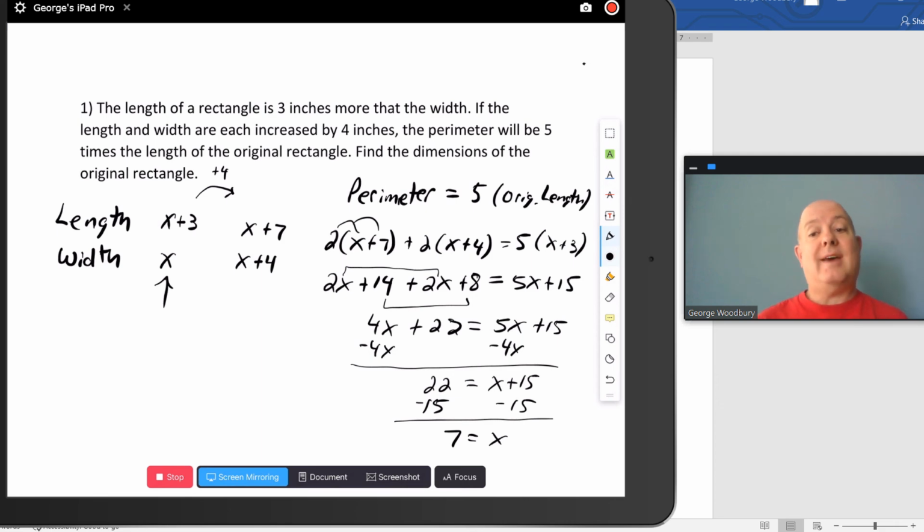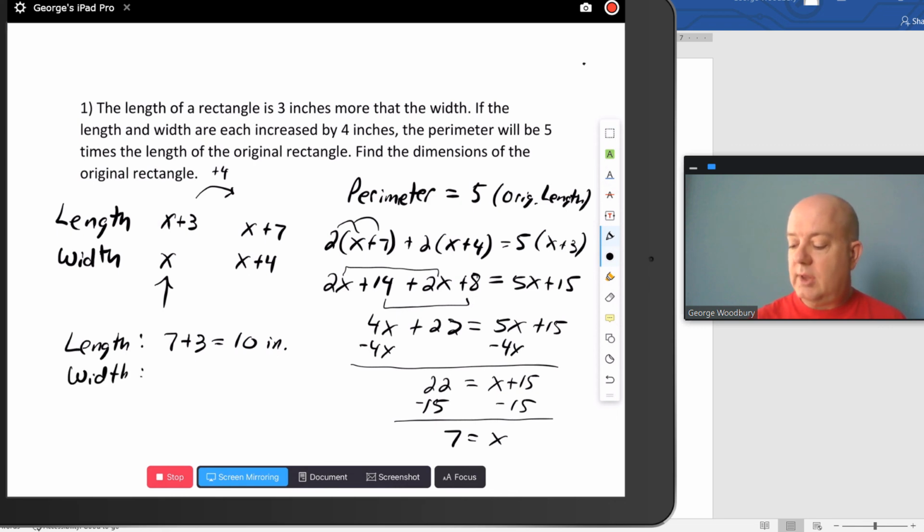Now we go back to that original table. The length is going to be 7 plus 3, or 10 inches. And the width, which was just x, that's going to be 7 inches. So the original dimensions are 10 inches and 7 inches.